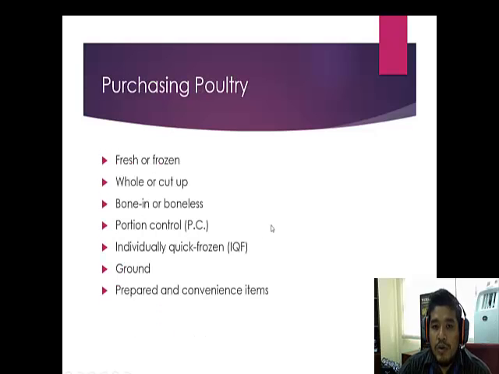If you want to purchase poultry, you can go for fresh or frozen, which is available in the market, whole or cut up according to your preferences, and bone-in or boneless. This variety speeds up your operation and eases people's work. Individually quick frozen cooked products are also available, as well as ground poultry and prepared convenience items.